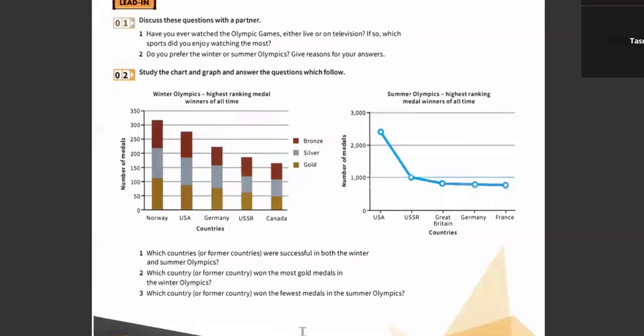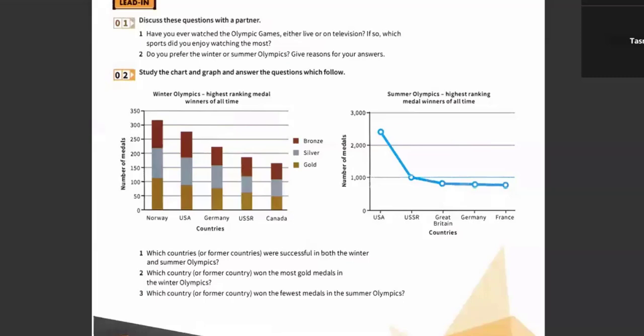Okay. So for the first question, it asks which countries or former countries were successful in both Winter and Summer Olympics. So you have to look at... USA, yes. Good. The country USA was successful in both the Winter and Summer Olympics. Only USA?